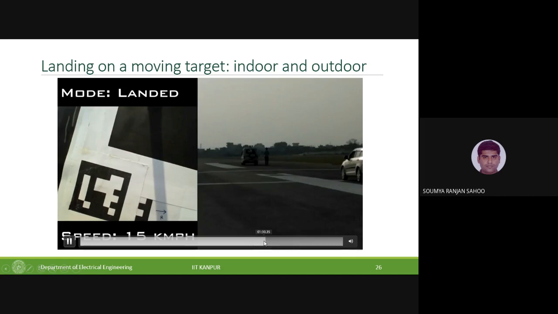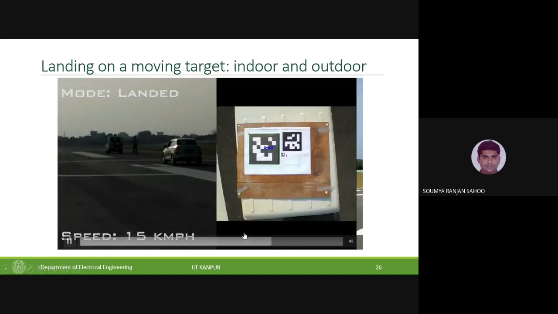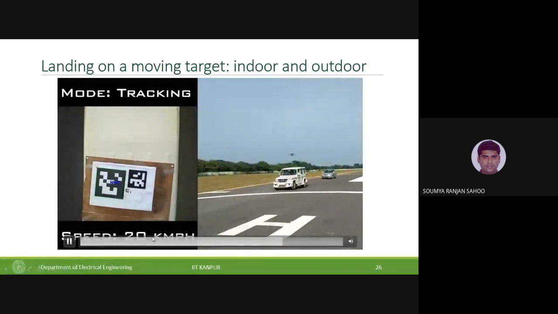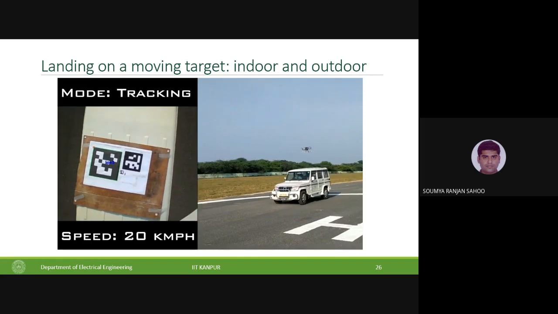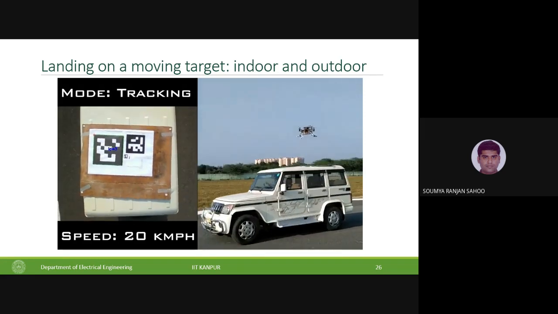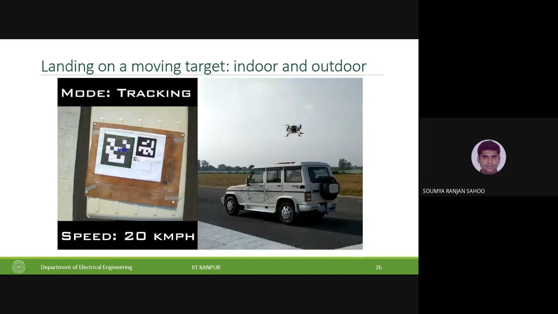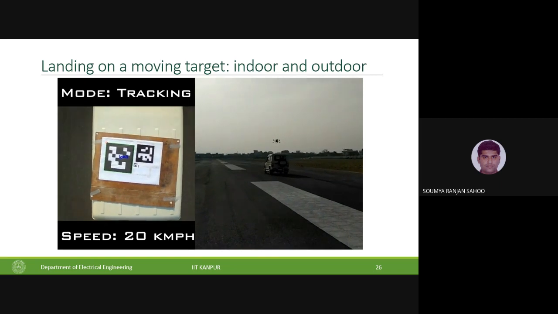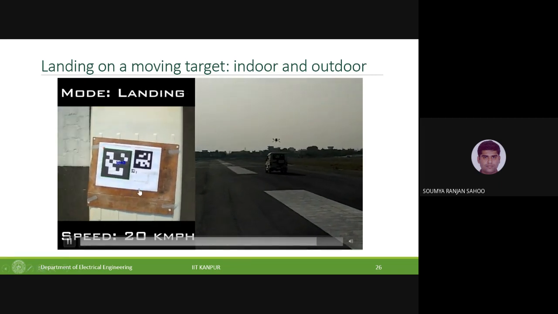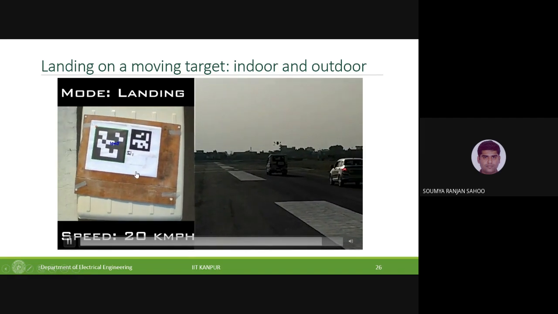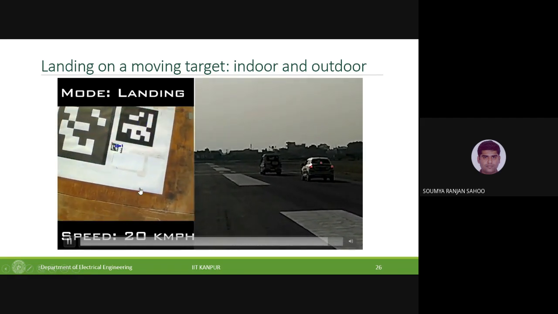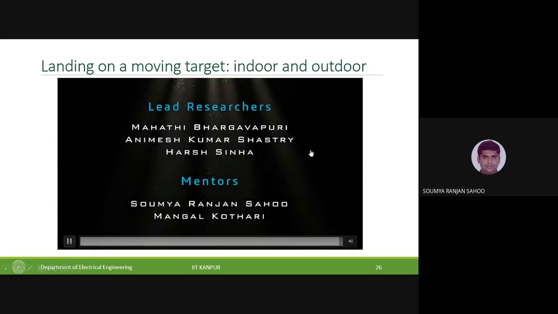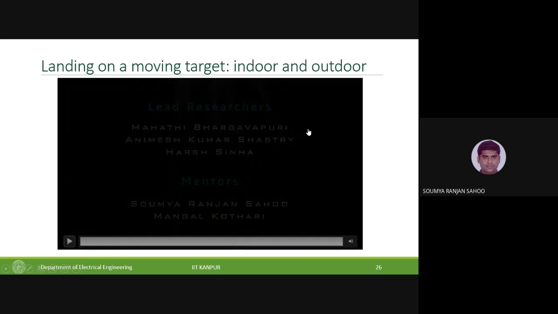So we have a similar operation. This has already landed. We have a similar operation at an increased speed of 20 kilometers per hour. We didn't go beyond this because we are a little afraid that we might crash into the vehicle. Also, the processor on board could compute at a certain speed, so we didn't run. That is also one of the reasons that we didn't go ahead. This is a team of students which has worked on this moving platform landing.